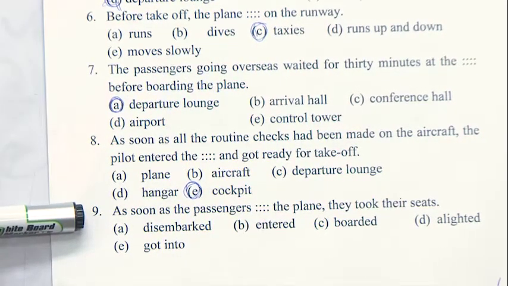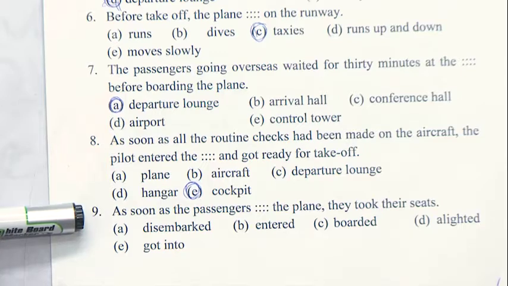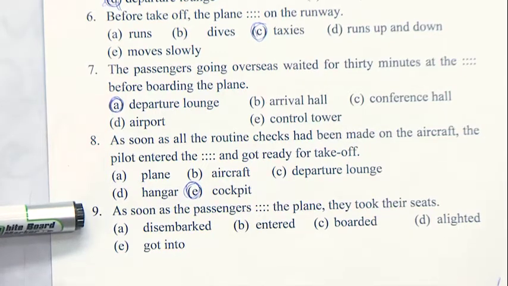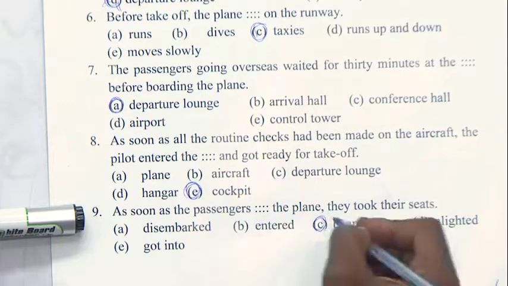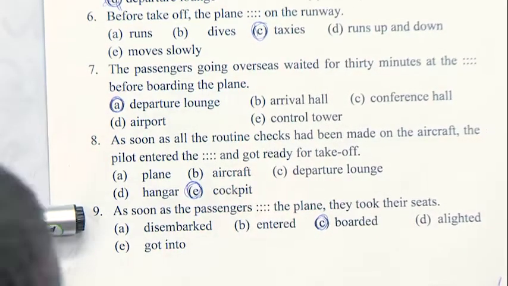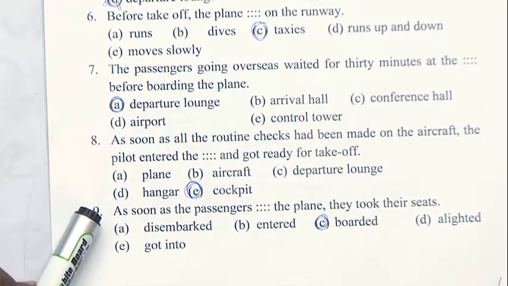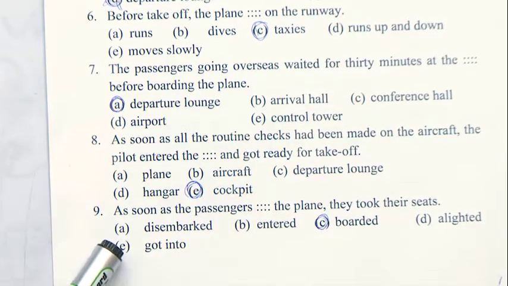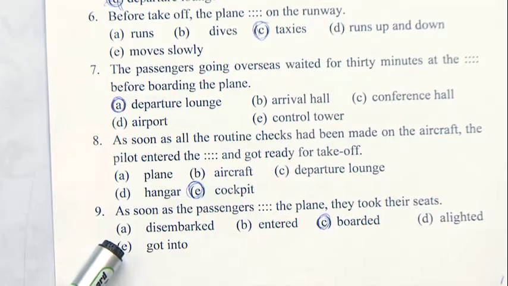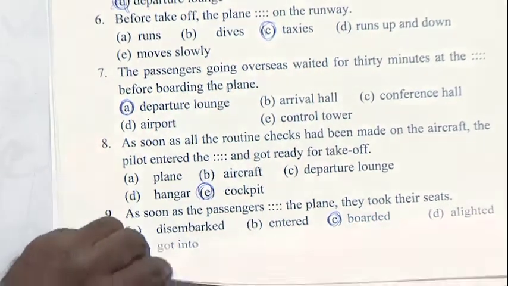Now you have another one, number 9. As soon as the passengers dash the plane, they took their seats. What did they do? As soon as they boarded, talk about boarding. That's the correct thing. Don't say they entered the plane. They boarded the plane. If you say entered, that will not be the right vocabulary or the right register, or got into. Of course, alighting is actually getting off the plane. So that's number 9. Now let's go on to the next one.